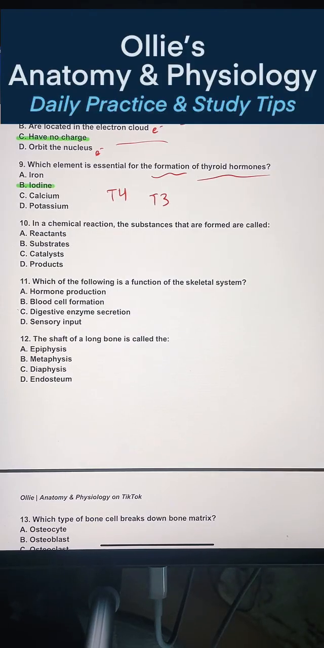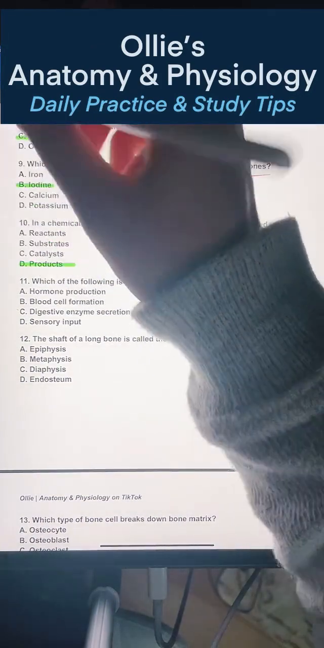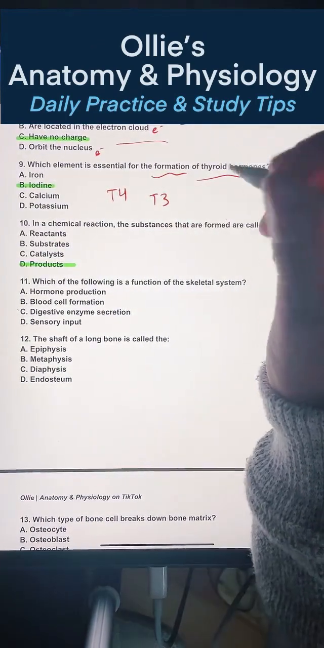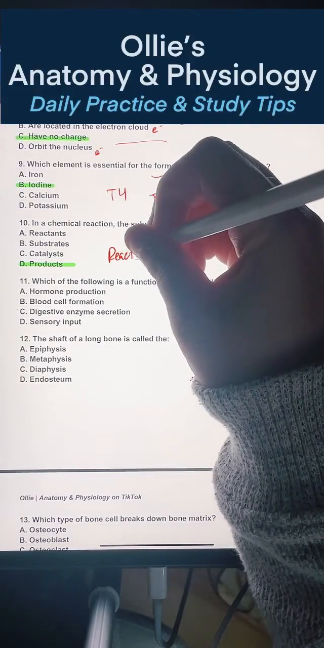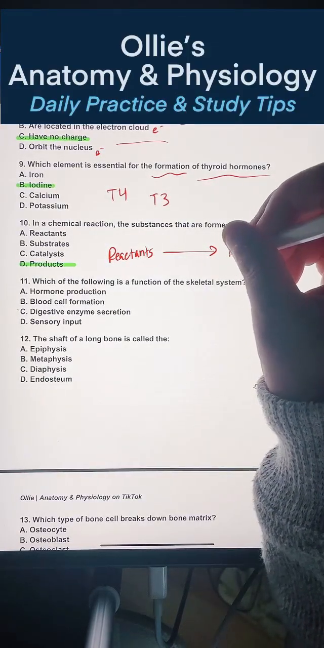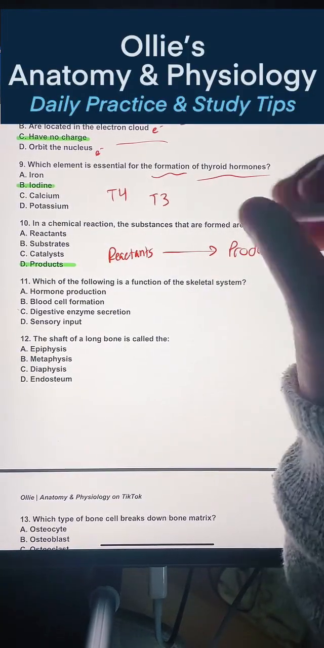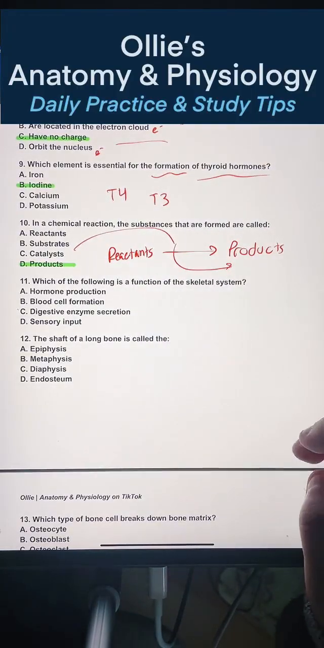Number 10. The answer is products. So in a chemical reaction, you have your reactants or substrates, and then you have your products. And then a catalyst would speed up the reaction.